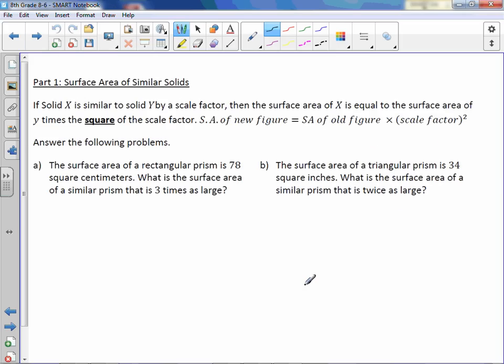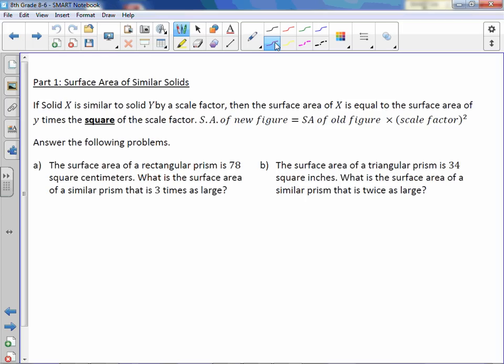If solid X is similar to solid Y by a scale factor, then the surface area of X is equal to the surface area of Y times the square of the scale factor. So in other words, the surface area of the new figure equals the surface area of the old figure times the scale factor squared.